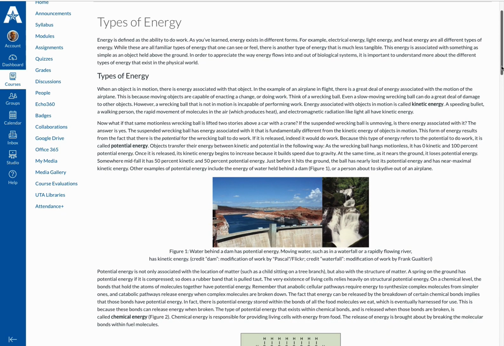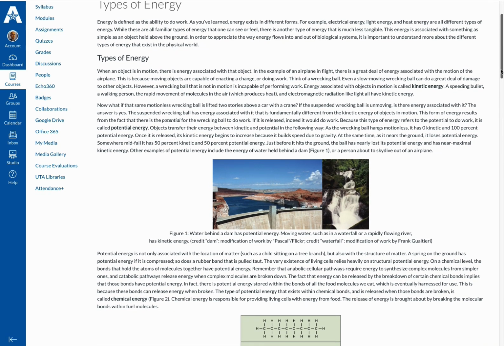Okay, so types of energy. Well, there's really two types to really be aware of: kinetic energy and potential energy. Kinetic energy is simply energy in reference to something that is in motion. Like a car that's going down the highway, it has kinetic energy. Anything related to potential energy would be, if you take physics, you know that anything that's up in the air has potential energy.